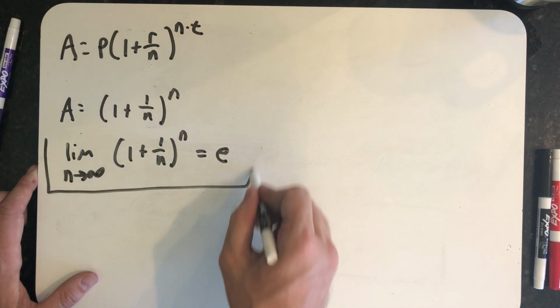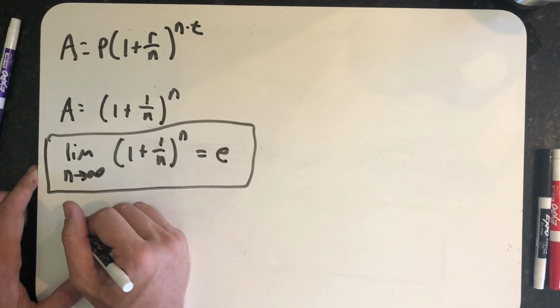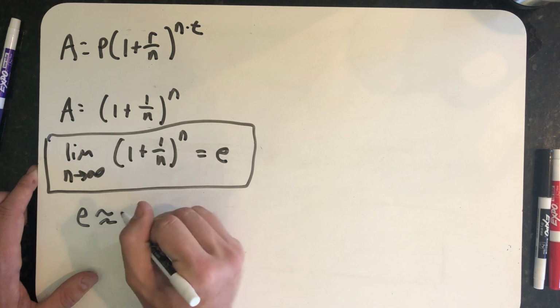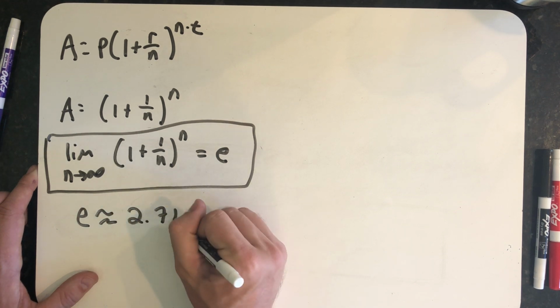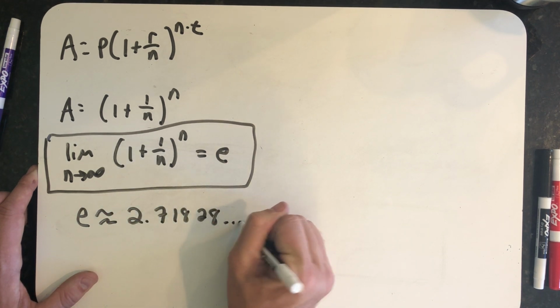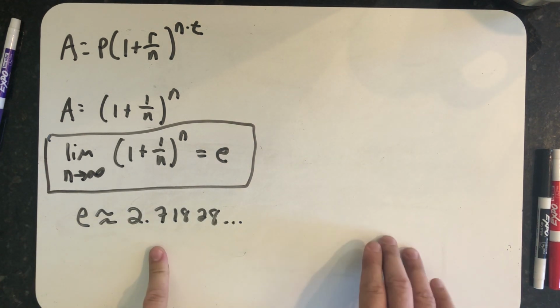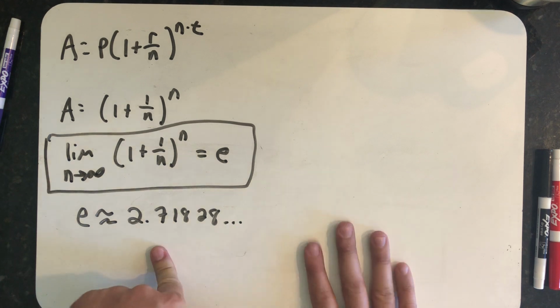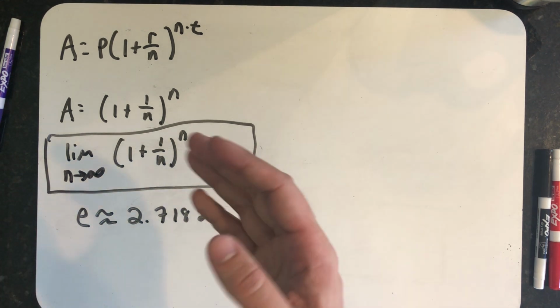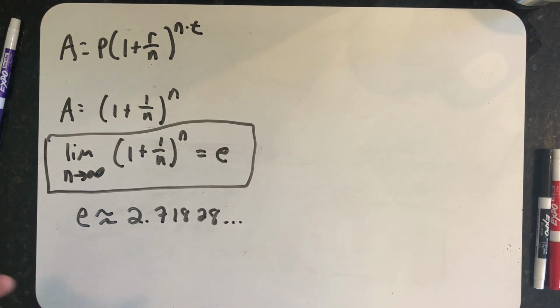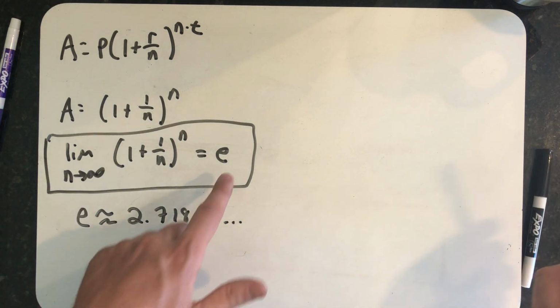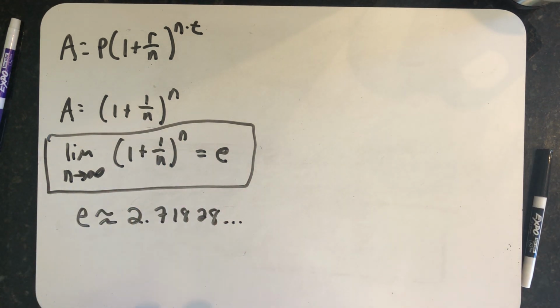And I could actually use this to define the number e. And then e is about 2.71828... e is an irrational number. It's like pi. Its decimal approximation never terminates and it never repeats itself. This could be my definition of the number e. e is simply the number that this limit approaches.